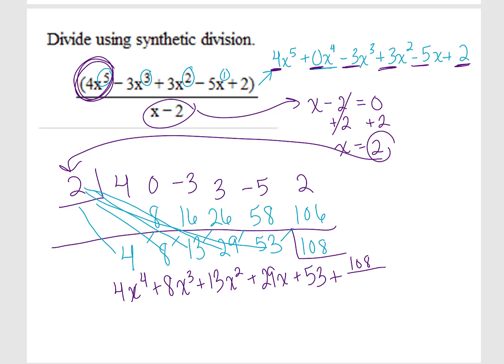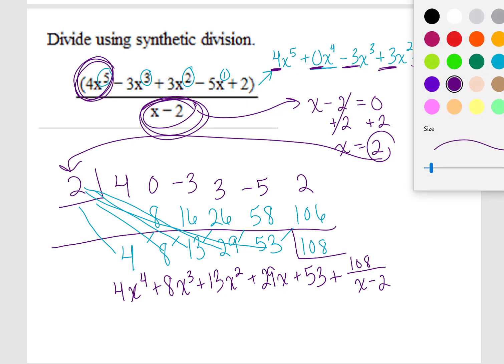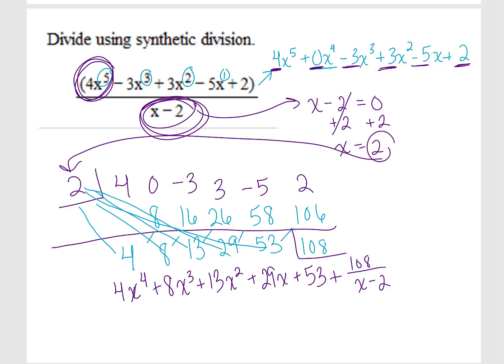And then remember to put it over my original denominator of x minus 2. If you do not, then it's going to just look like plus 53 plus 108, right? Which would then we would combine those like terms. So make sure you include that denominator. And there's your answer. It is the same approach every single time.